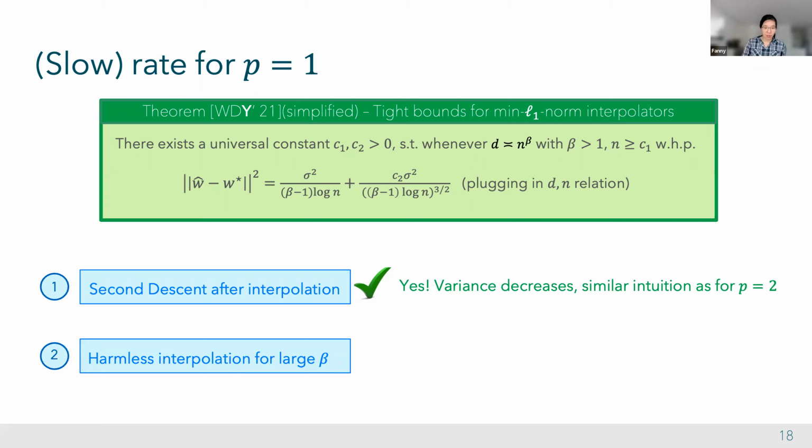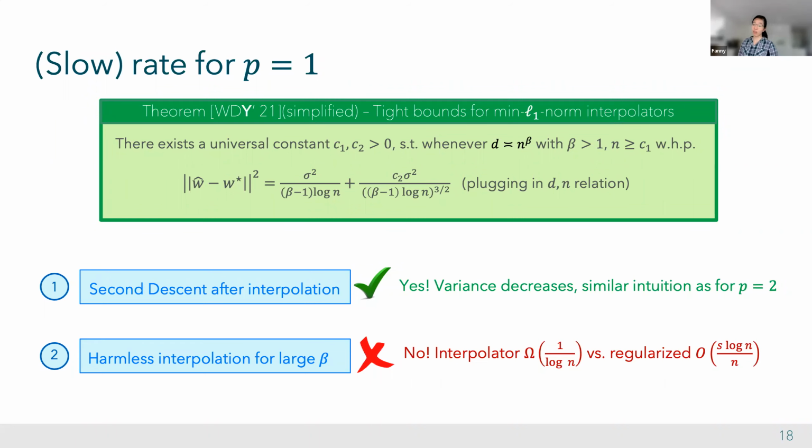The other point that we saw in neural networks is that for large models, interpolation becomes harmless and close to regularization. Now, is this true in this case? Well, it's completely wrong. In particular, we have to compare this rate with the lasso rate. When we plug in d equal to n to the beta, we essentially have 1 over log n for the interpolator versus 1 over n for the lasso, since s is 1 here. So we have a huge gap.